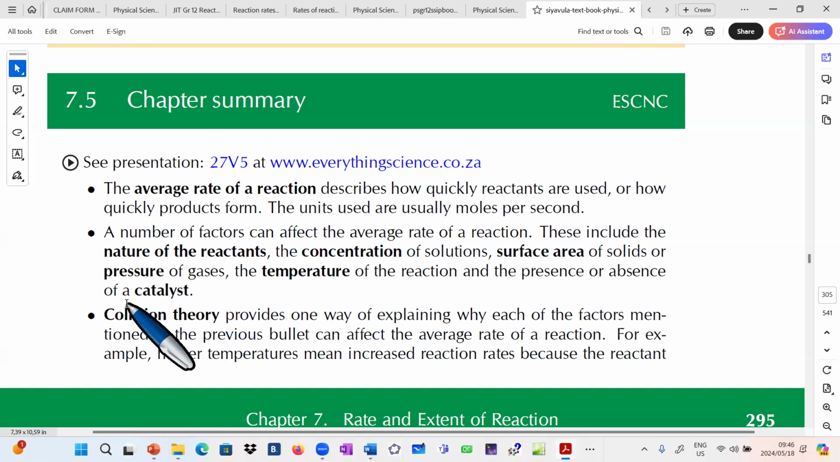Okay, I want us to look at this point. Very strong point, but very important. A number of factors can affect the average rate of a reaction. What are these factors? These include the nature of the reactants, the concentration of solutions, the surface area of solids, the pressure of gases, the temperature of the reaction, and the presence or absence of the catalyst. So you have one, two, three, four, five, six. We have discussed six different factors that affect the average reaction rate.